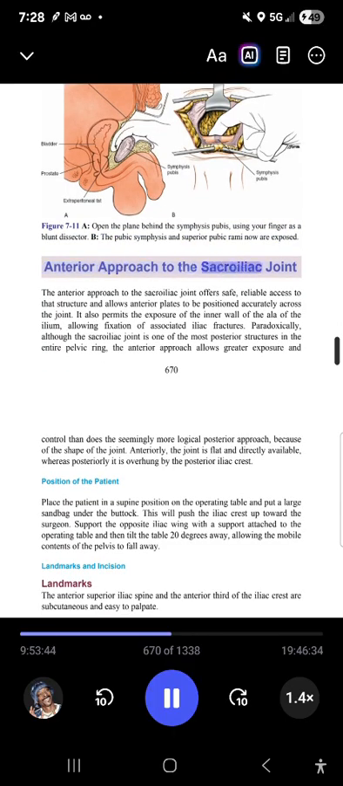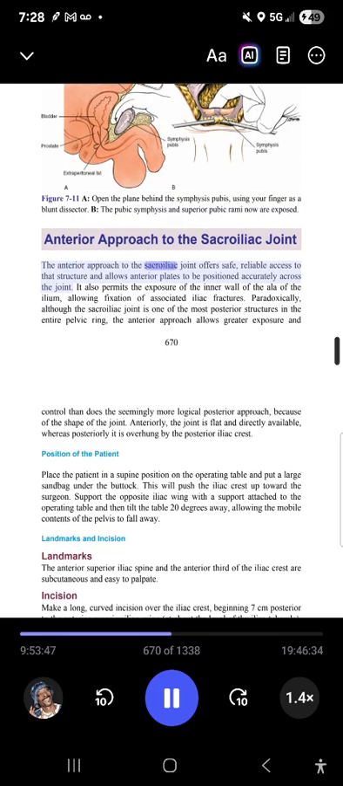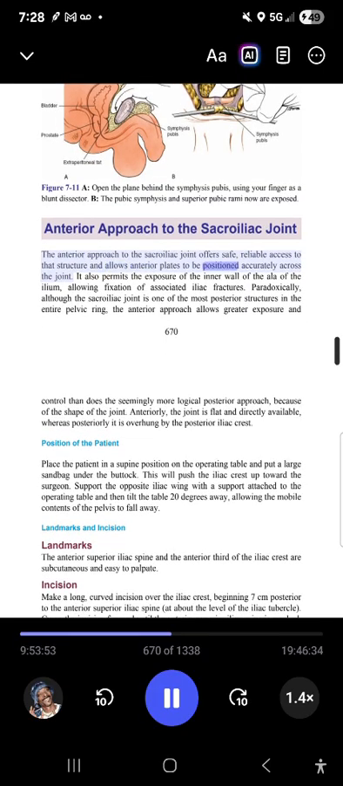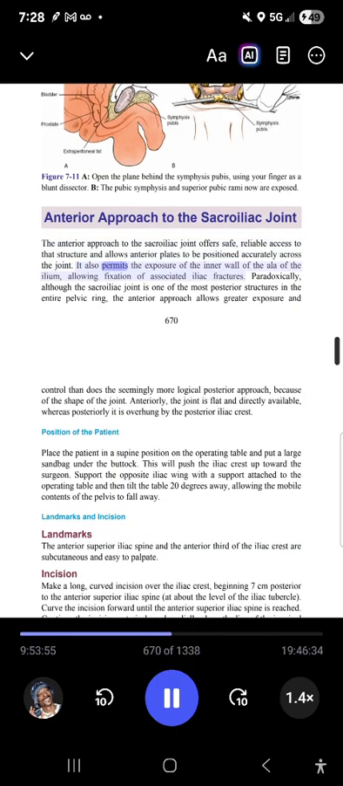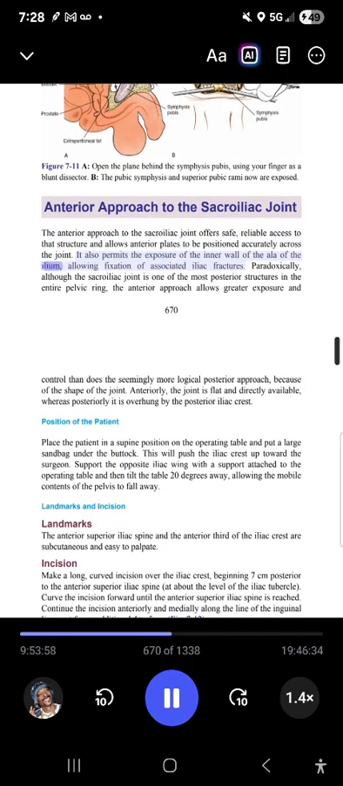Anterior approach to the sacroiliac joint. The anterior approach to the sacroiliac joint offers safe, reliable access to that structure and allows anterior plates to be positioned accurately across the joint. It also permits the exposure of the inner wall of the ilium, allowing fixation of associated iliac fractures.